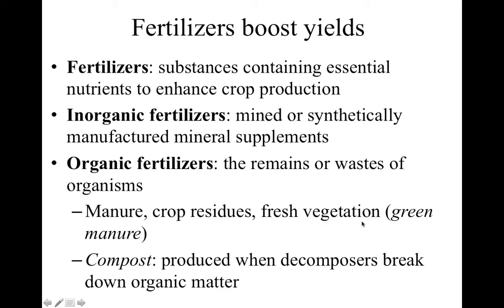Fresh vegetation, this is sometimes called green manure, which is not an animal waste. And then compost is when you take all the waste vegetation and stuff, and you put it all together in a pile and let it start to break down. The organic matter is what's going to be broken down, and then when you get a bunch of it, you spread it out on the cropland. And all of these are examples of fertilizers. And again, this is to produce yields.